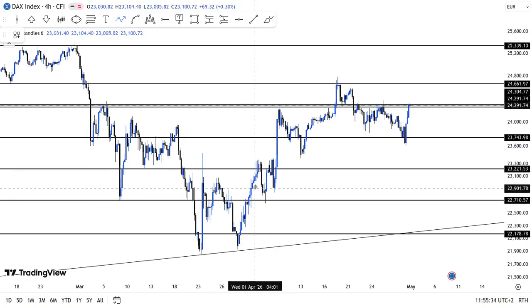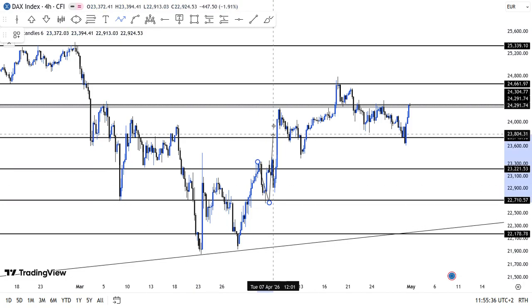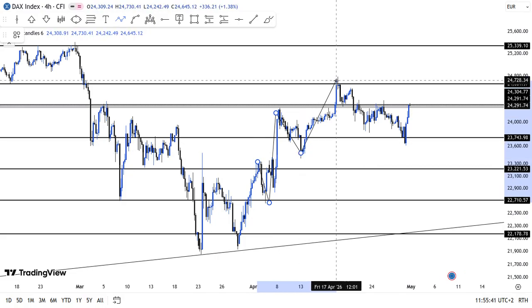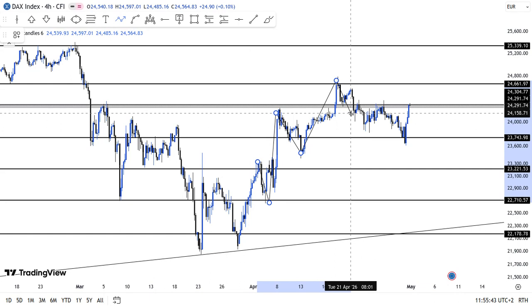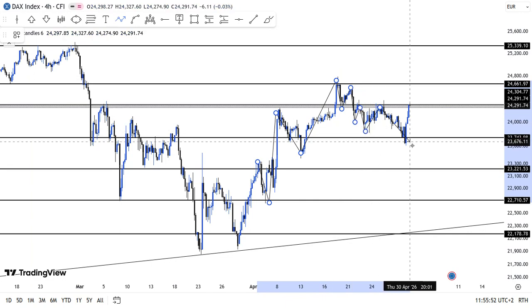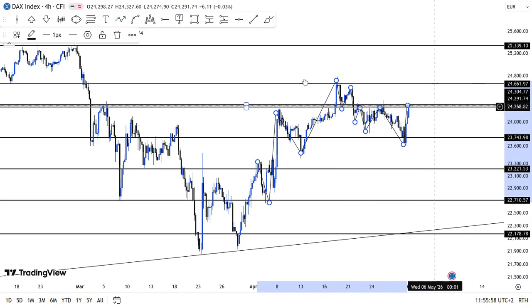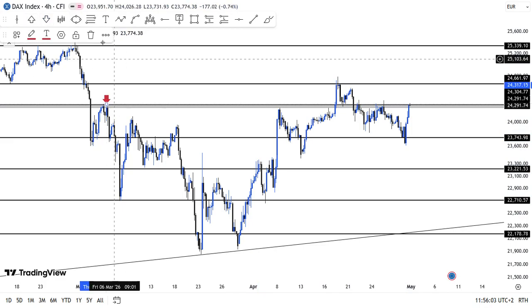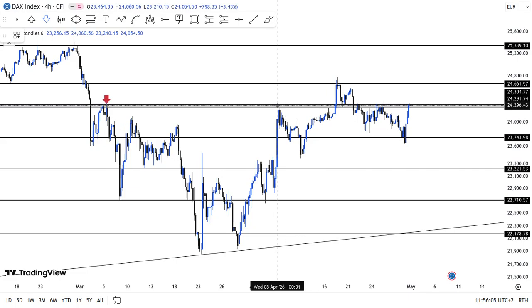High, higher high, higher low, another high, higher low, lower high, lower low, lower high, lower low, equal lower high, lower low, another equal lower high for the third time. So it depends also on the volume that you are seeing in the market.